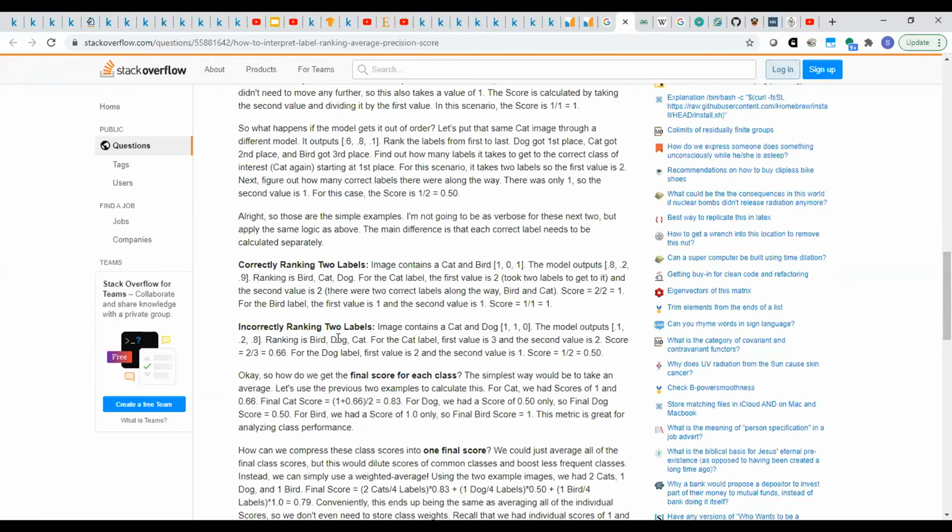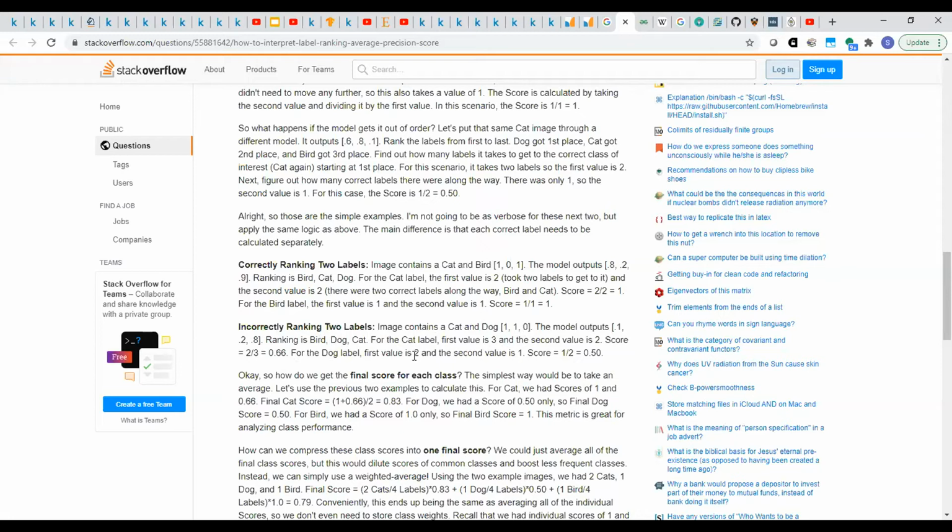Okay, so let's say incorrectly ranking two labels. The image contains a cat and a dog. The model outputs this, which means it says bird is the highest rank, then dog, then cat. Whereas the image actually contains a cat and a dog, it's incorrectly saying bird has the highest probability, then dog, then cat. For the cat label, the first value is 3, because to get to cat we count 1, 2, 3, getting to the third. The second value is 2, because by the time we get to cat, there are two true values, the dog and the cat, which are the ground truth values. Then you divide the second by the first, which is 0.66. And you do the same thing for the dog, calculating it the same way I just explained.